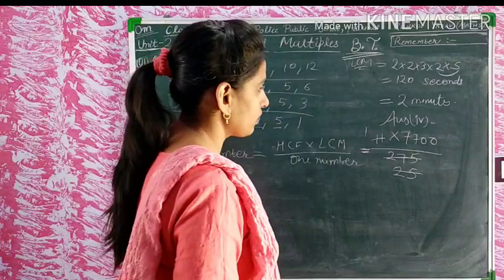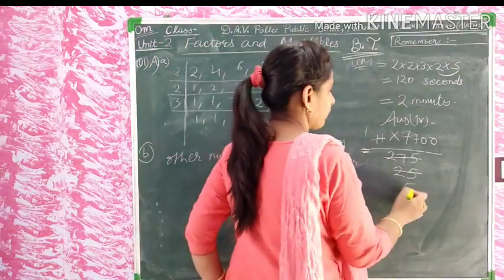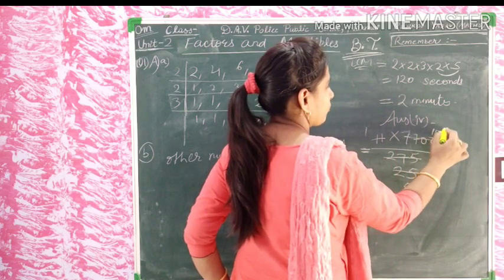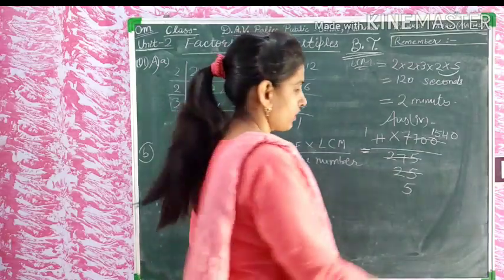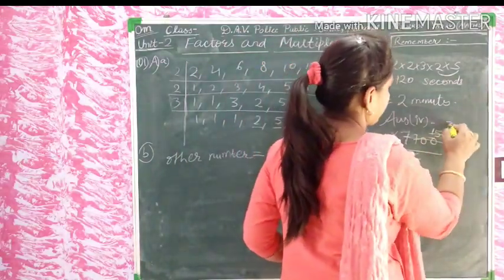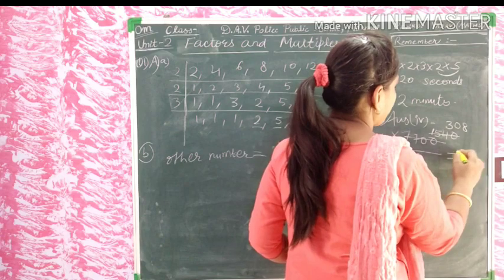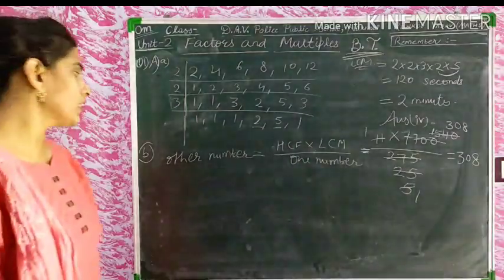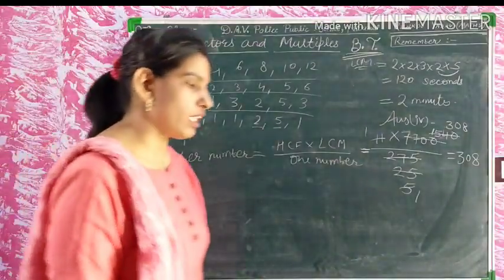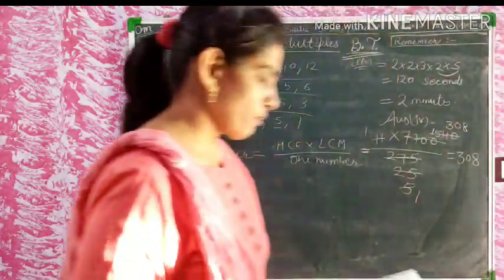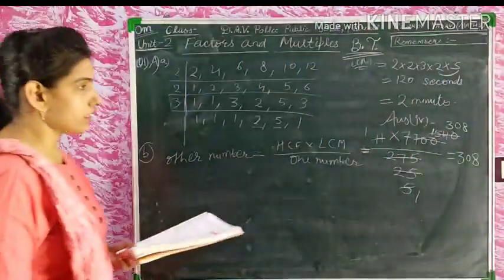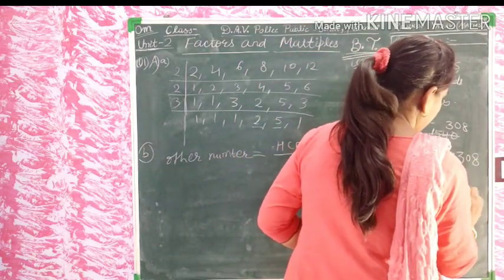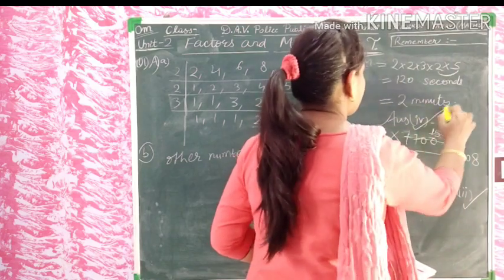Now 11 2s are 22, and there is 5, 11 5s are 55. 5 5s are 25, and 5 4s are 20, and there is 0 here. Now again it will be divided by 5, 5 3s are 15, 5 8s are 40, and we will get 308 as the second number. Is it clear students? This is how we get the other number. The answer is the third part.